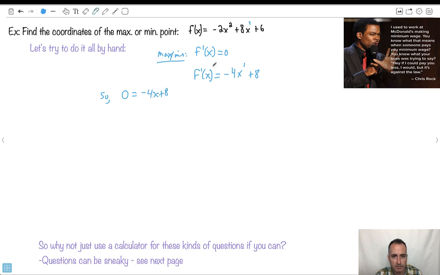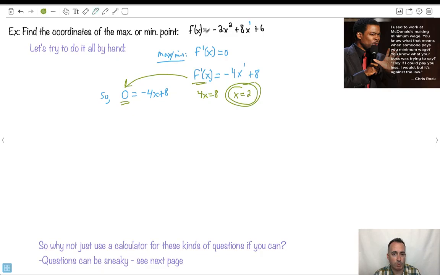Does that make sense? We're taking our derivative and setting it equal to 0. That's the key here. So I move my minus 4x over to the left, so I have 4x equals 8. Therefore x equals 8 divided by 4, which is 2. So now I know x equals 2 is the x coordinate of my max or min.